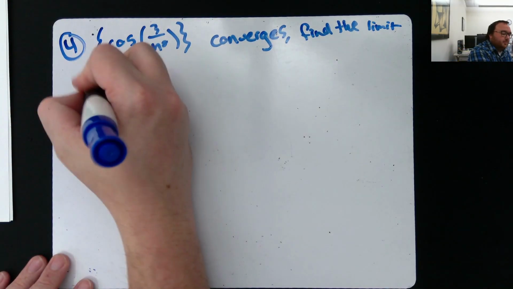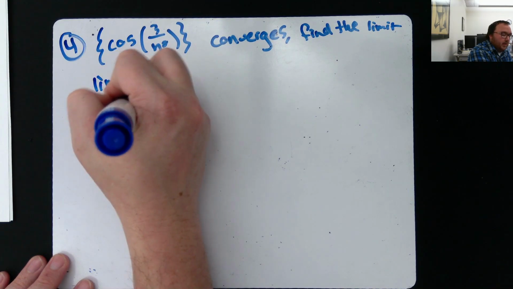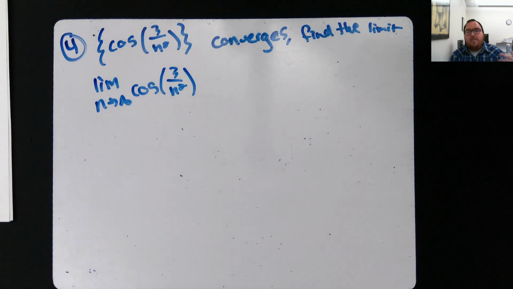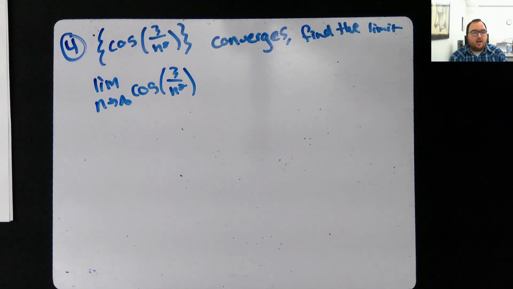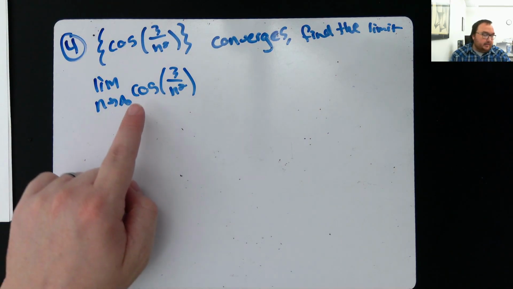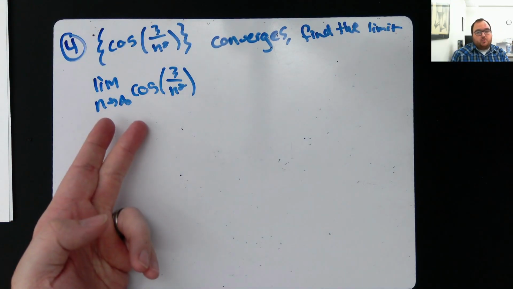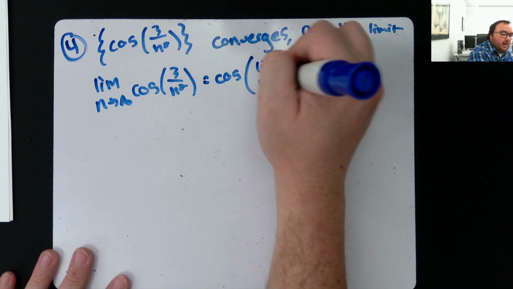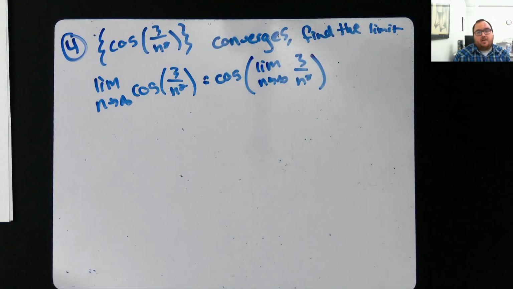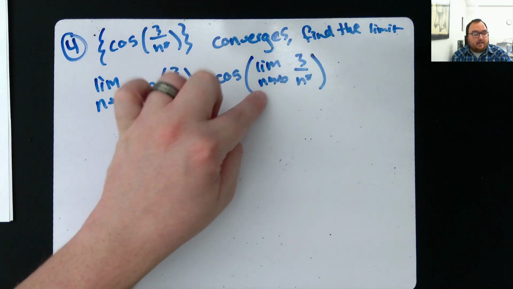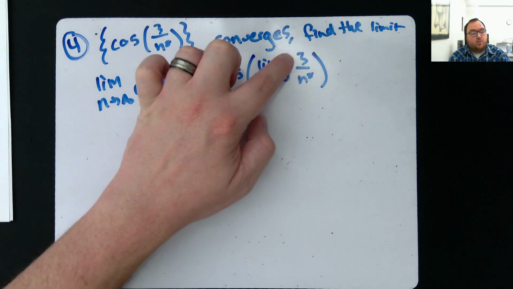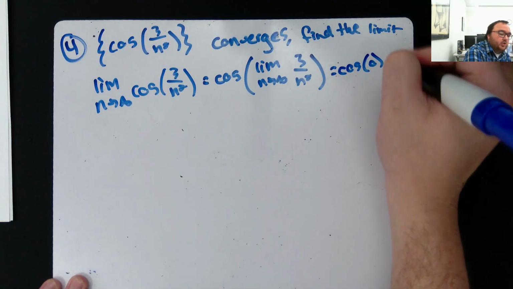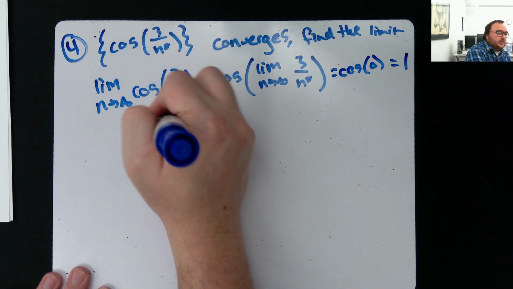So what I want to do is take the limit as n goes to infinity of cosine of 3 over n squared. The cosine may make this seem harder than it really is, okay? But since it is continuous, I can just switch those. So I can bring the cosine out front and do the limit as n goes to infinity of 3 over n squared, which isn't that hard, right? Because as n gets really big, this whole thing gets really small. So this becomes cosine of 0, which is 1. So this converges to 1.